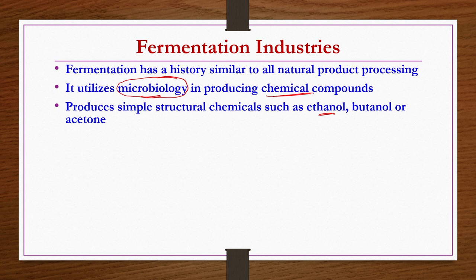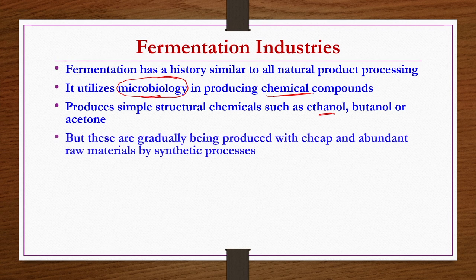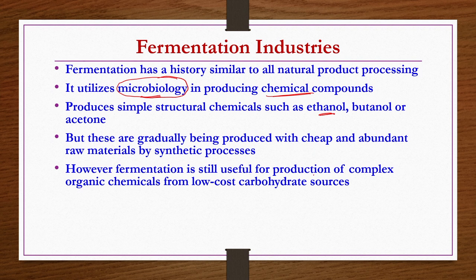Okay. Because of that, production of such simple structural chemicals like ethanol, butanol and acetone by fermentation has become uneconomical. These are gradually being produced with cheap and abundant raw materials by synthetic processes, especially in petrochemical industries. However, fermentation is still useful for production of complex organic chemicals from low cost carbohydrate sources.